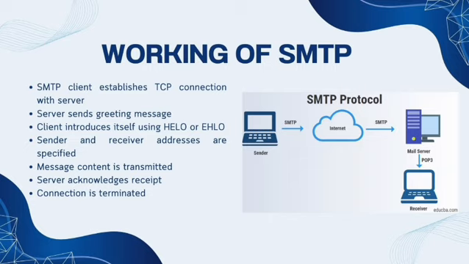Working of SMTP. The working of SMTP begins when a user composes an email using a mail user agent. When the send button is clicked, the email is handed over to the SMTP client. The SMTP client establishes a TCP connection with the sender's email server. Once the connection is established, SMTP uses a series of commands and responses to transfer the email message step by step. After successful transmission, the SMTP session is terminated gracefully.